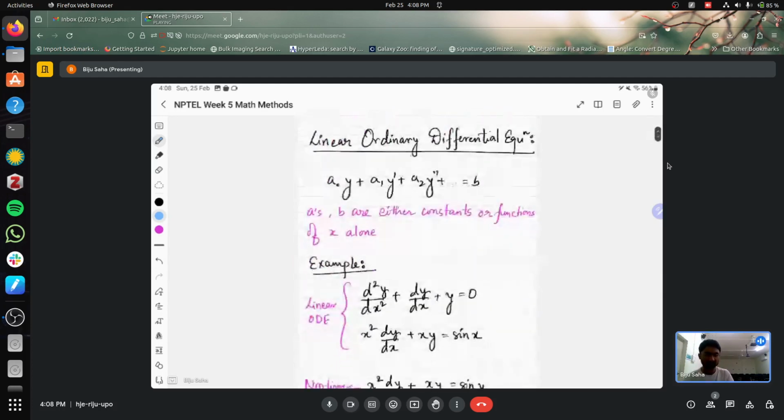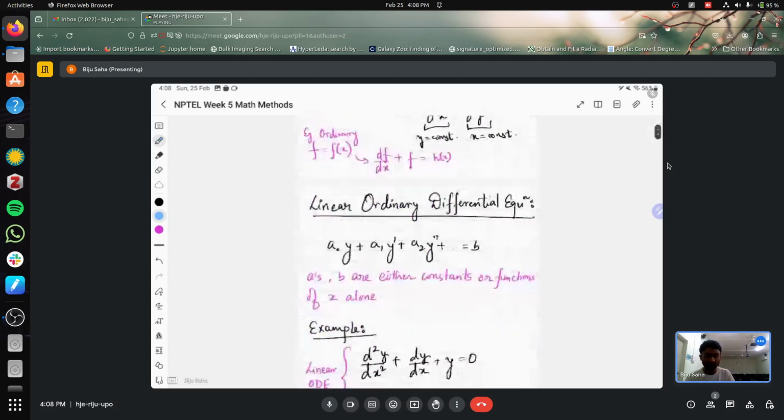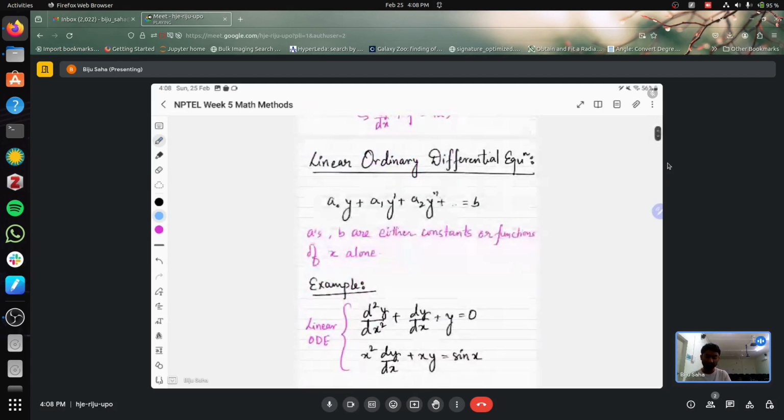So let us first study what is meant by a linear ordinary differential equation. A linear ordinary differential equation can be of any order. So we can have a first order linear differential equation or higher order linear ordinary differential equations. This is an example of a linear differential equation. You have a0 y plus a1 y dash, that is the first order differentiation, and the second order differentiation is contained in the third term, a2 y double dash. Similarly, other higher order terms, equal to b on the RHS.